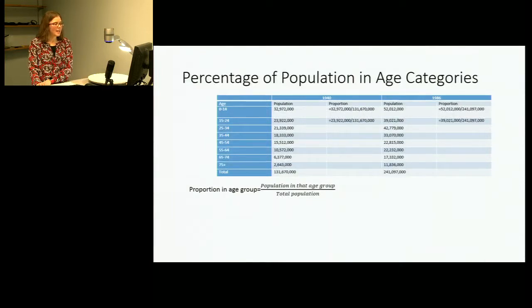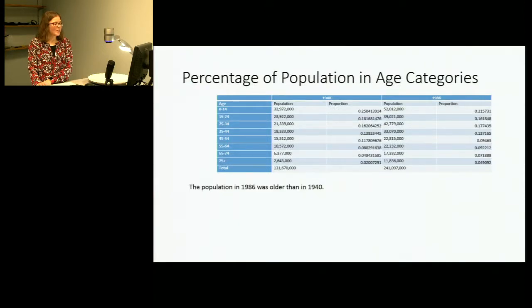Same idea in 1986 for that age group. There were 52,012,000 people between the ages of 0 and 14 out of 241,097,000 people. And when we do the division, we can keep doing this down the table for each of the age groups and find the proportion of the 1940 population in each of the age groups, and that's shown here, and the proportion of the 1986 population in each of these age groups.